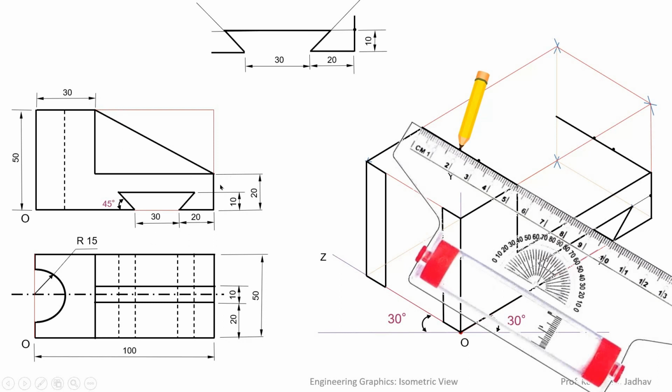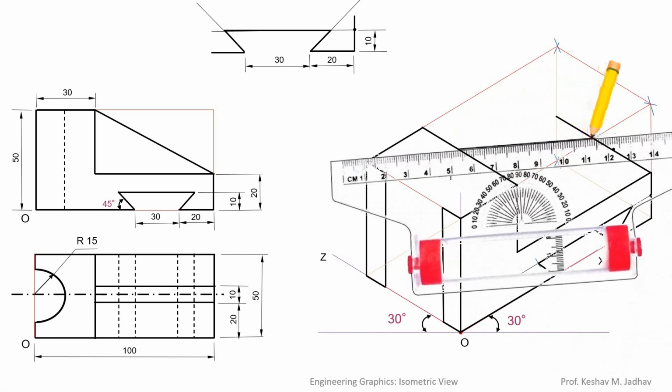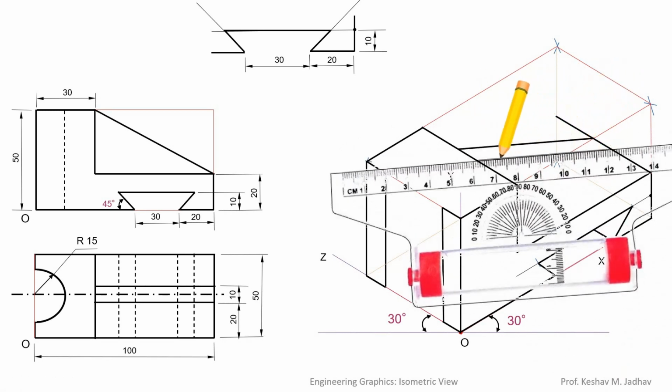So we will not measure this length as it is. We have just located the end points and we can connect those end points. So now we will draw this rib. Just connect these end points like this. So this is the rib.